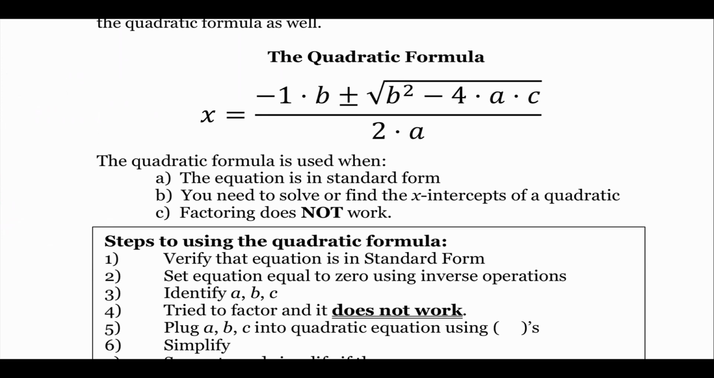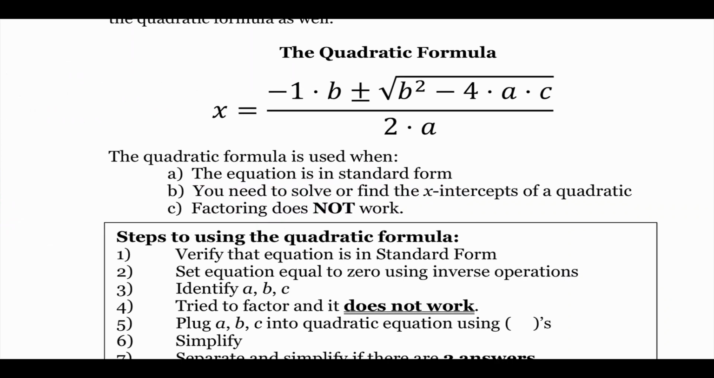Well, first of all, it has to be in standard form. So same directions as last time. First step was always get it in standard form, set it equal to 0. That has to be done. We need to solve it. So you don't use the quadratic formula to factor, you use it to solve.